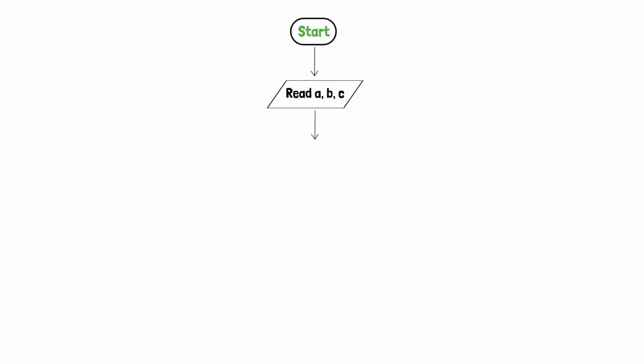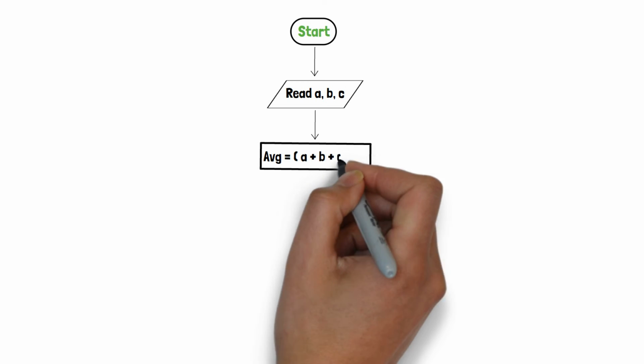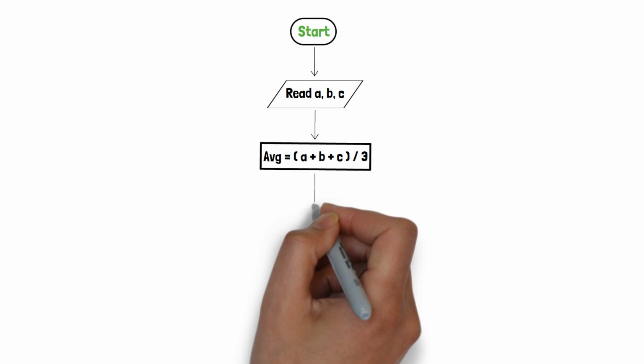Then, we will build a process box. Additionally, calculate the average of three numbers and save it in a new variable called AVG. That is, AVG is equal to (A + B + C) / 3.